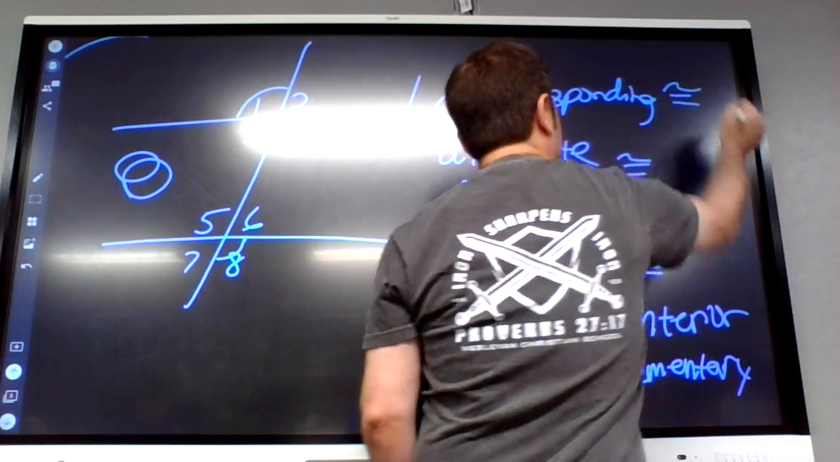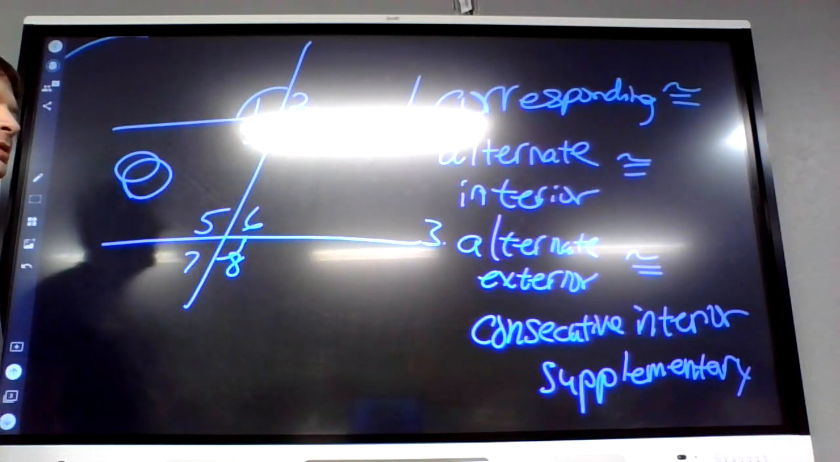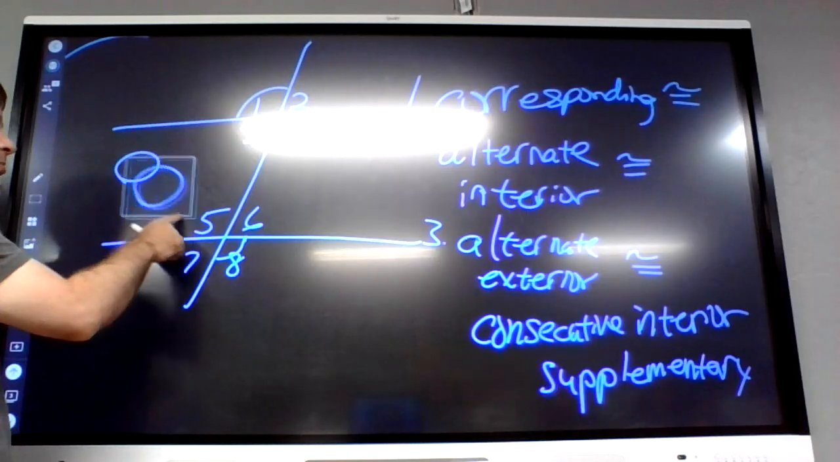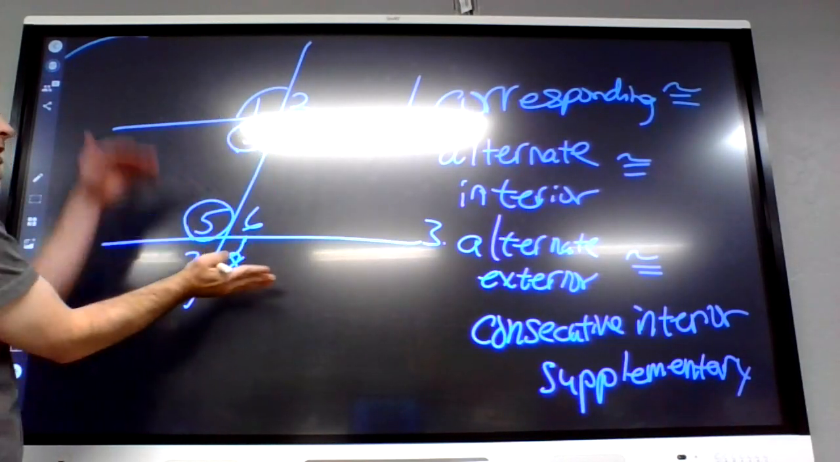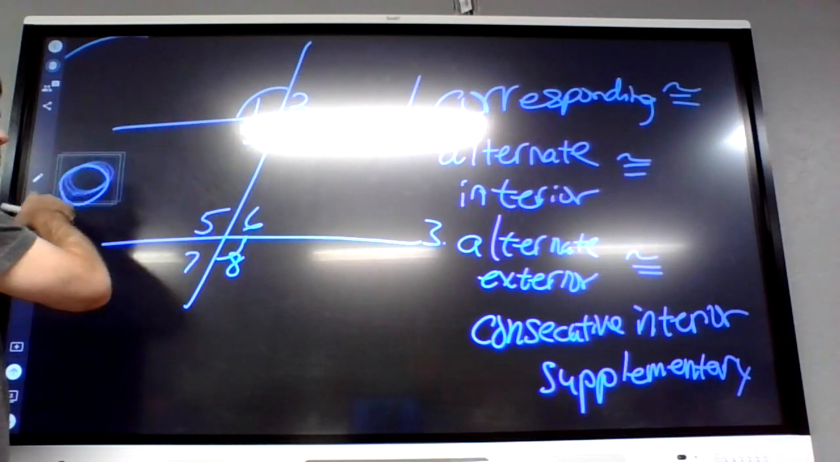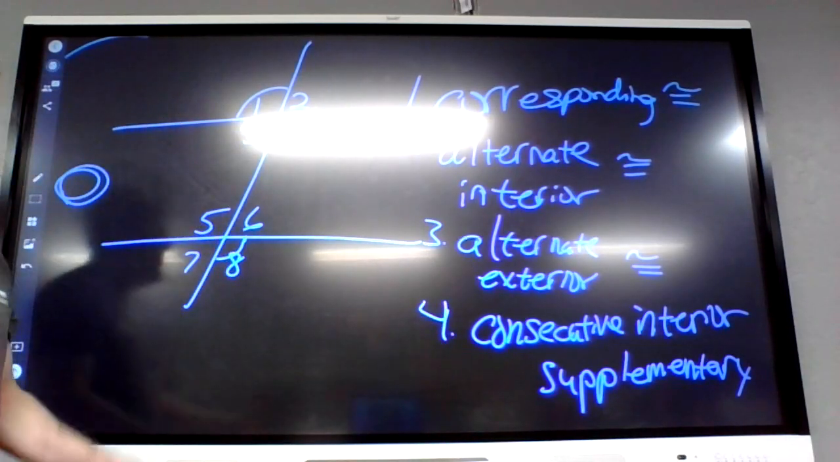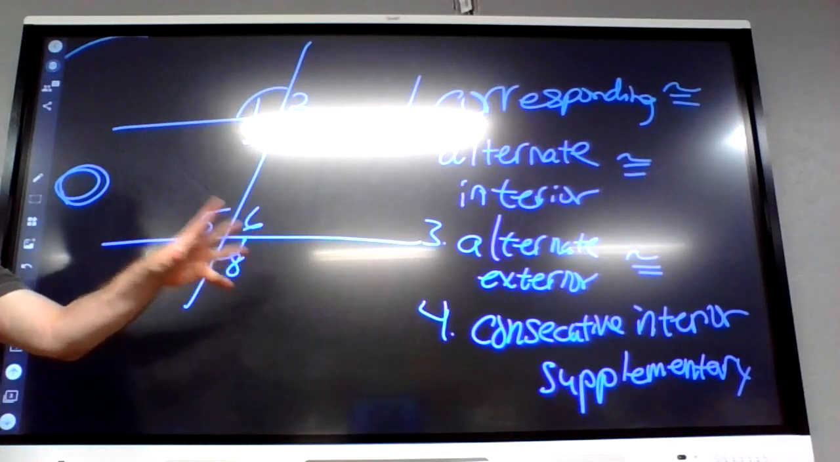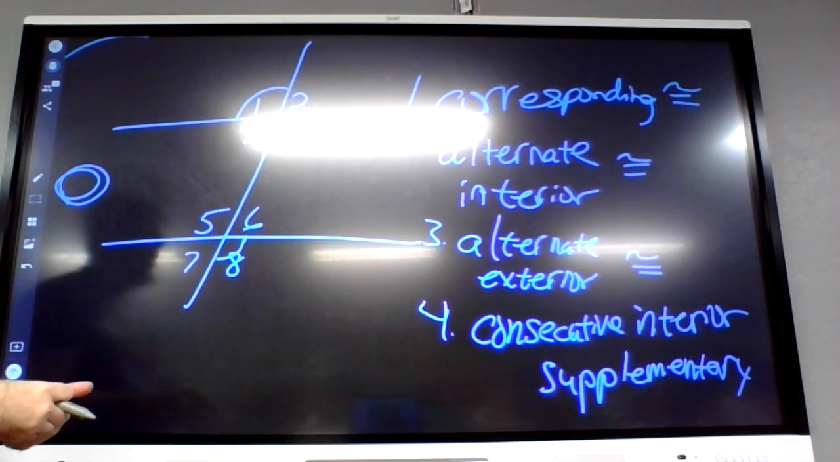Mr. Jordan, is there a consecutive exterior? No, I think they just list the interior because it's just an extra adjective to kind of describe that they're between. No, those are the only 4 pairs that they describe. You could describe other pairs, but they didn't make a special name for any other pairs.